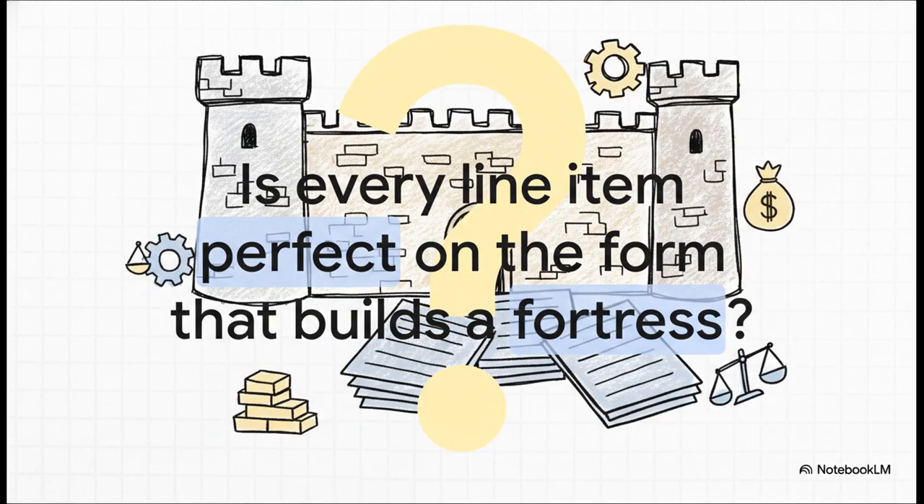And really, that's the bottom line. This financial fortress, the one that's designed to protect a family's wealth for a century or more, is built brick by technical brick on the perfection of this single form. So given the absolute finality of the election and that 40% tax just hanging in the balance, the question you have to ask yourself on every single one of these returns is: is every single line item perfect?